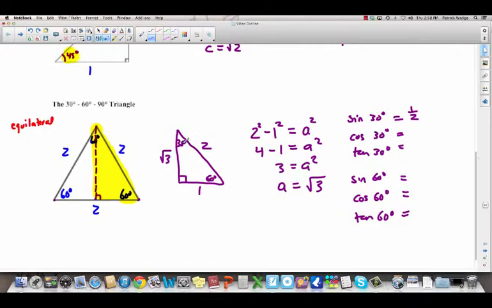Cos 30 is adjacent, which is root 3, over hypotenuse, which is 2. Tan 30 is opposite, which is 1, over adjacent, which is root 3.